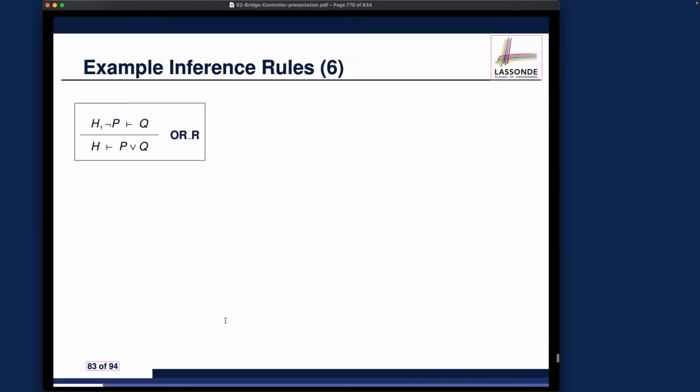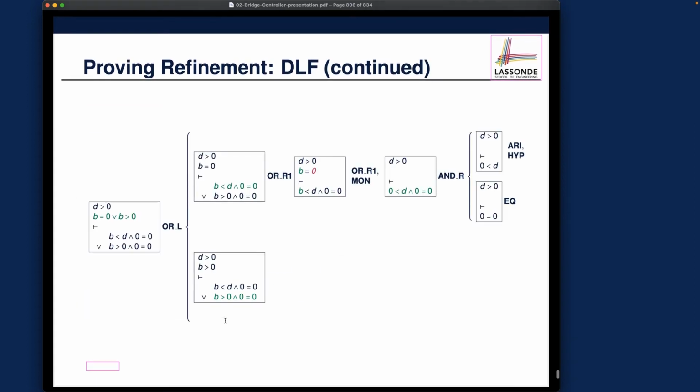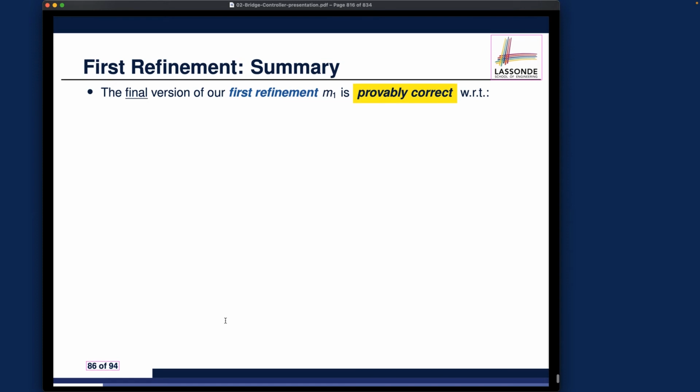Right. Okay. This is just a solution. Let's now look at that. Right. That's exactly what you're going to do. But let's now try to summarize about the first refinement, which we fully proved. The final version for our first refinement and why it's provably correct. But remember, correctness is really with respect to certain criteria.